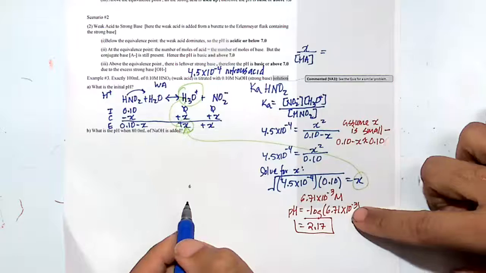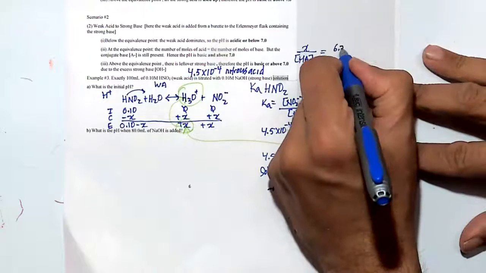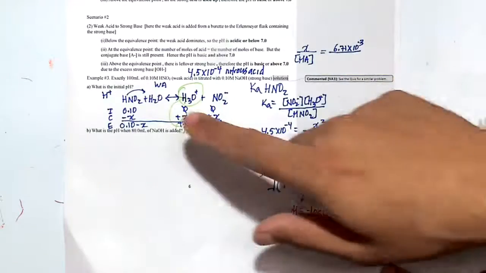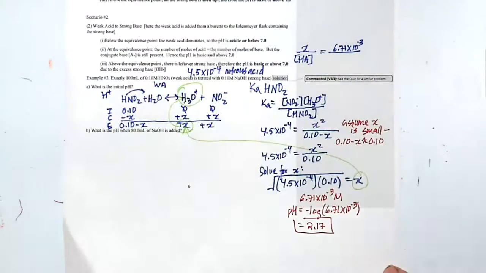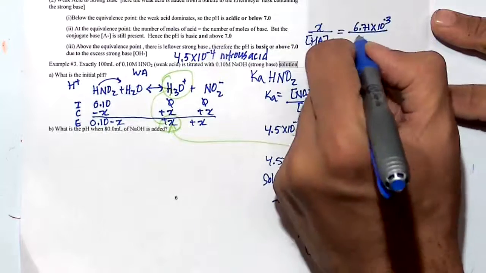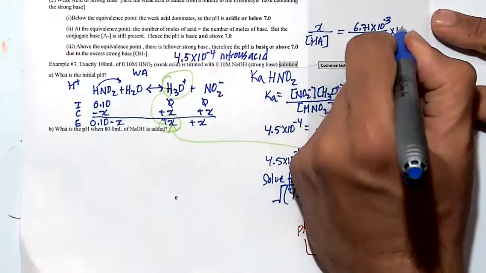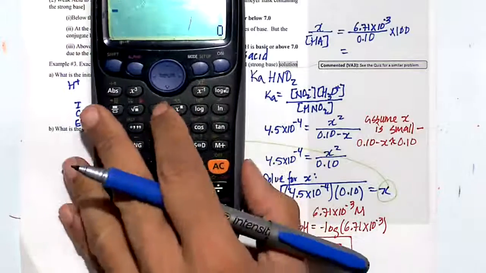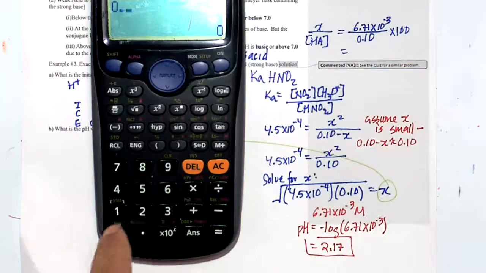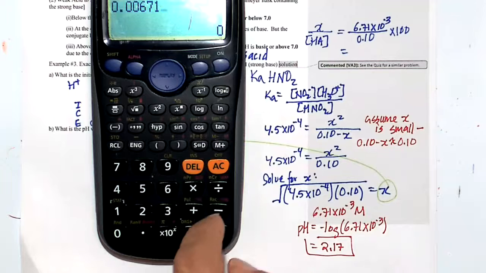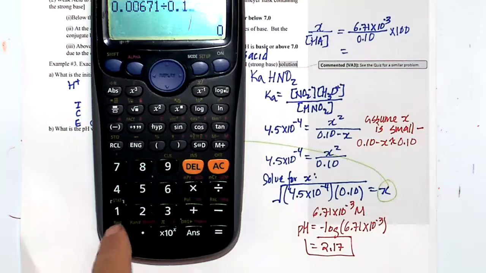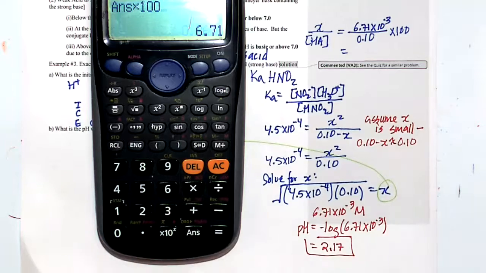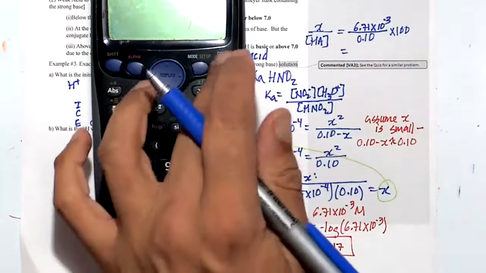So our X here is 6.71 times 10 to the minus 3. What's our initial concentration? 0.10, times 100. Okay, I'm feeling this is going to be below 5%. 0.00671 divided by 0.10 is 6.7%.